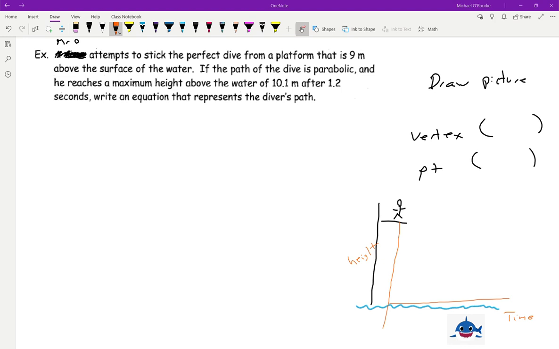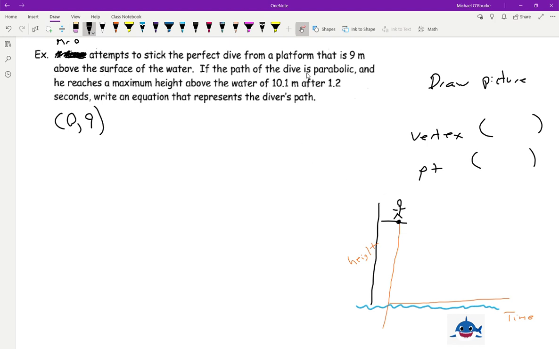Okay, so let's get going here. So Mr. O attempts to stick a dive that is 9 meters above the surface water. Okay, so that's the first piece of information we have, is that I'm starting from right here. So we could take that as, we don't know if it's our x or y right now, but we know we have a point of 0 and 9, right? I'm starting at time 0, but 9 height.